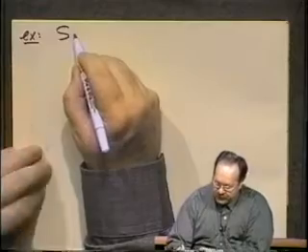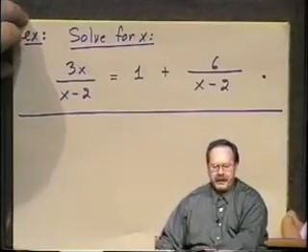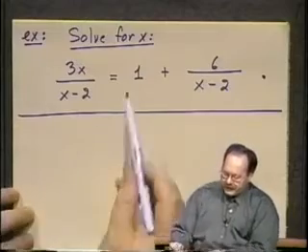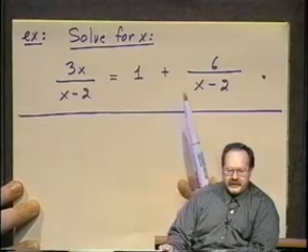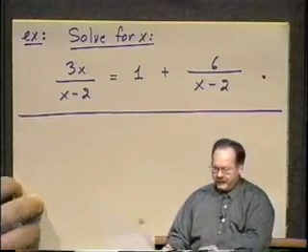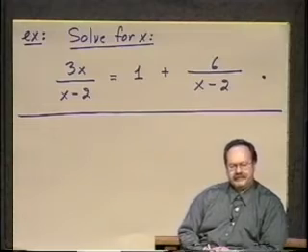All right. Well, having seen that and having seen the rest of the work we've done, let me pose one to you. Actually, I already have it written out. Let me bring this up to you here and pose it to you. Here's the problem I'm posing. Solve for x. 3x over x minus 2 equals 1 plus 6 over x minus 2. Now you take some time to work on this, and when we come back, I'll show you what I would have done.